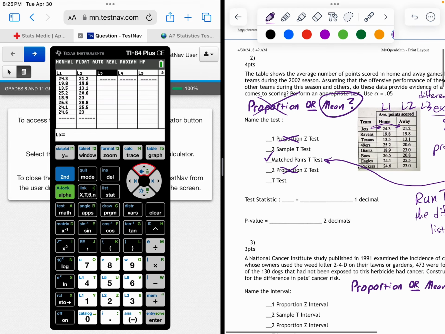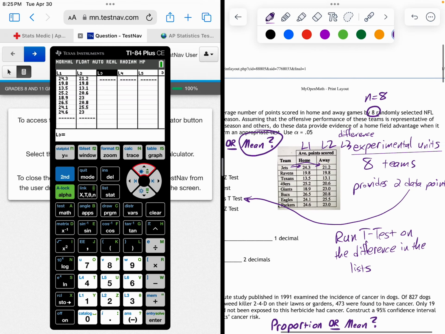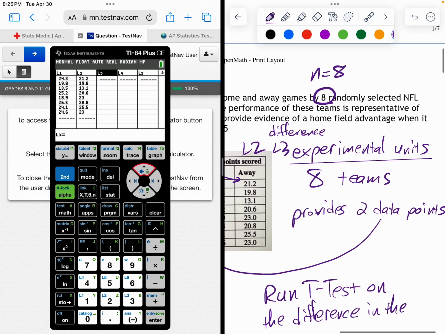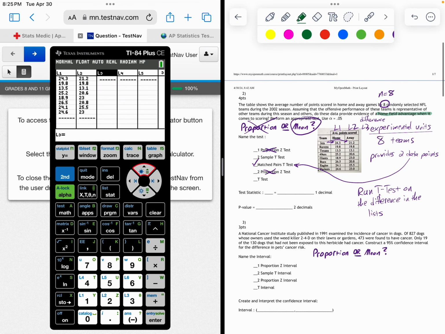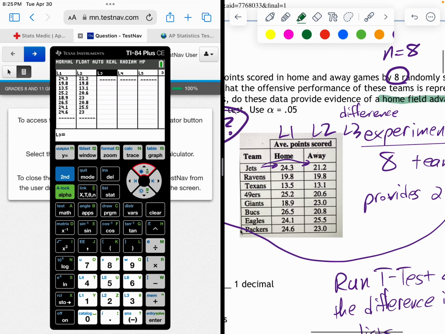I'm going to say home field advantage, right? They're asking me right here, is there home field advantage? So I'm going to do home minus away. So that's list 2 minus list 1. Sorry, that's 1 minus 2. List 1 minus list 2, and then boop, there's the differences.